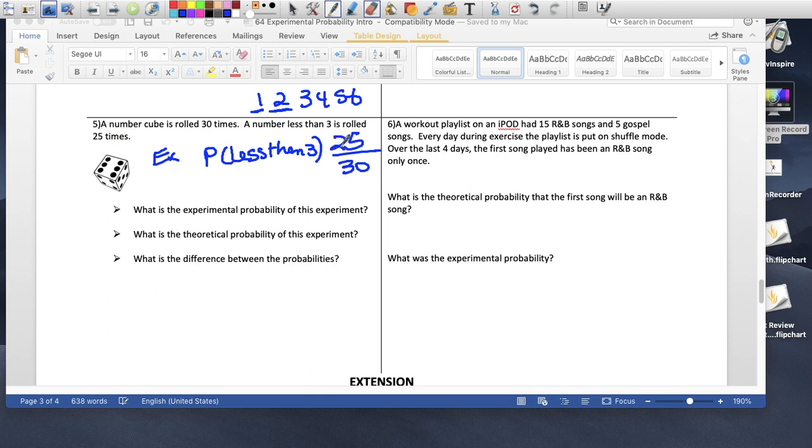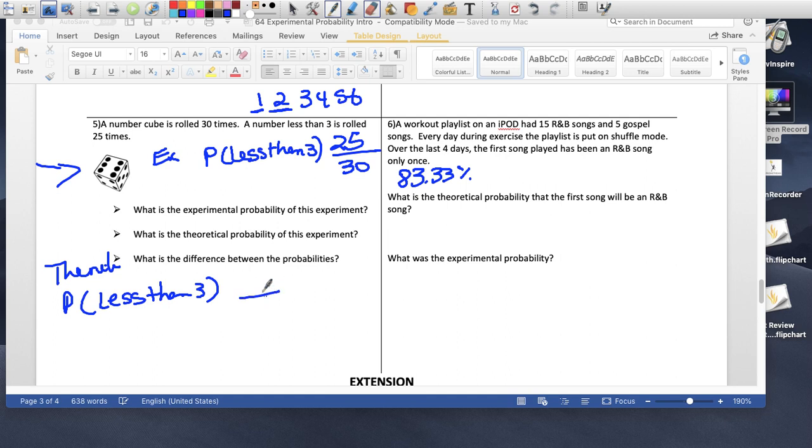So, 25 out of 30, let's change it to percent. 83.33%. What was the theoretical probability? Well, the theoretical probability of less than 3 in theory. If you were to look at a die and I ask you what's the probability of getting a less than 3, which is 1 and 2, you would have a 2 in 6 chance, which is 1/3, which as a percent is 33.33%.